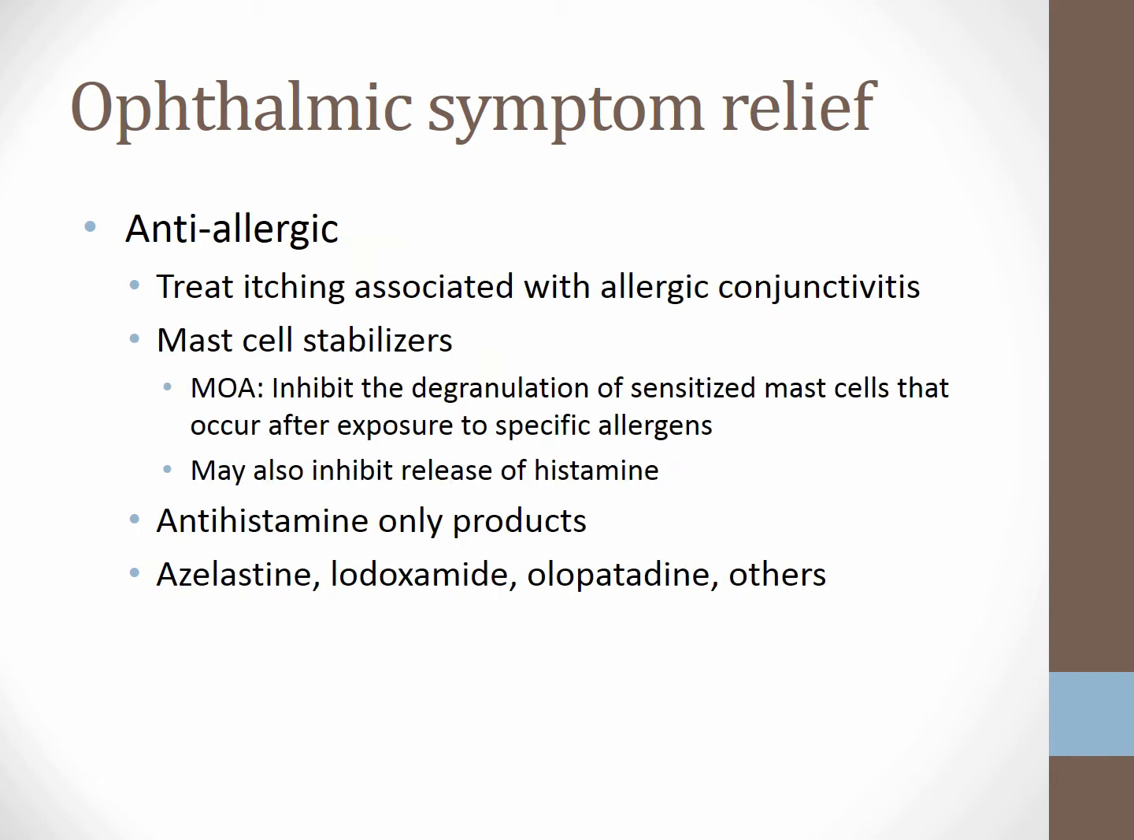There also are specific anti-allergic ophthalmic preparations. These are used to treat the itching that is associated typically with allergic conjunctivitis. You can get an antihistamine only product, but some of these products are mast cell stabilizers, which inhibit the degranulation of sensitized mast cells that occurs after exposure to the specific allergens, but then they also inhibit the release of histamine.